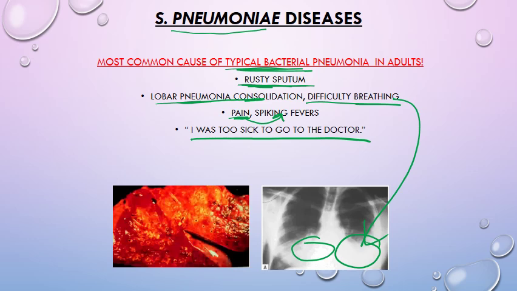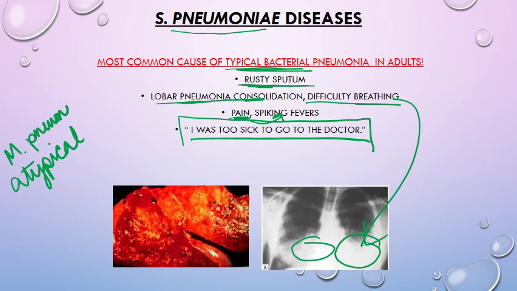So it can be a very difficult disease to get through. This differs from atypical pneumonia. Atypical pneumonia is something you'll hear a lot about in the winter. We'll talk about it again when we talk about Mycoplasma pneumoniae.